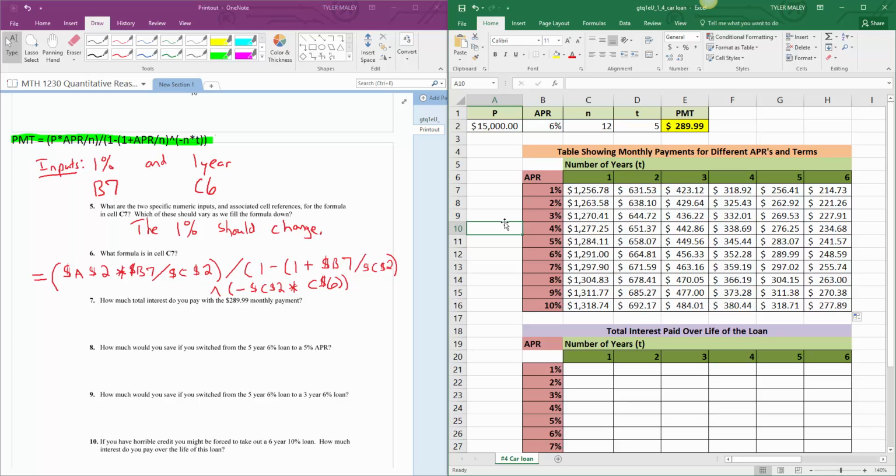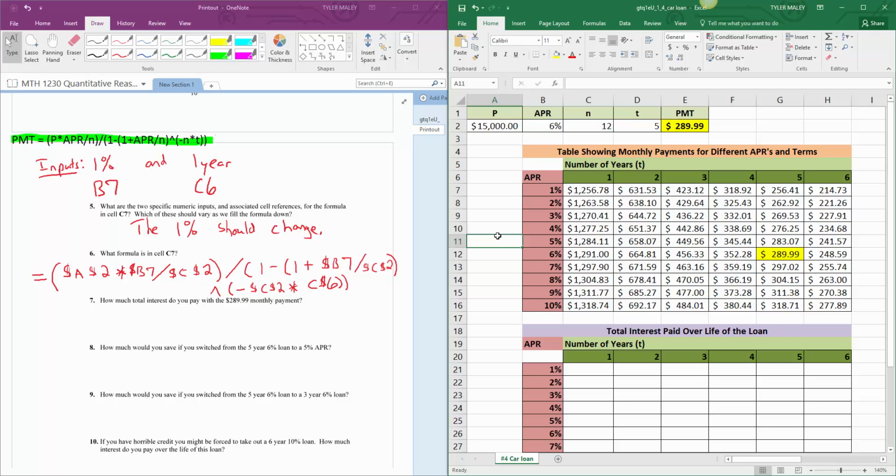So then the next question is number 7. It says how much total interest do you pay with the $289.99 monthly payment? So $289.99 is this box, cell G6. So I'm going to highlight this yellow, just for reference. So we're asked how much total interest do I pay?